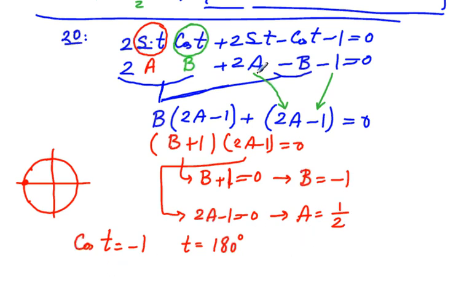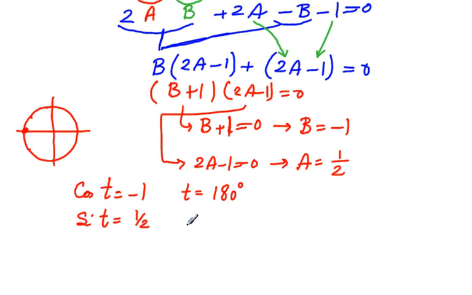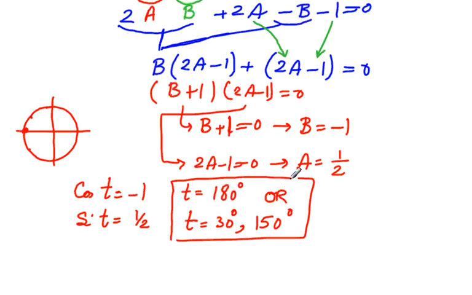If a is a half, who was a? A was sine of t. Sine of t is a half. Well, what angle is it whose sine is a half? We have seen this plenty of times. 30 degrees. And its supplement, which is 150. So the angles in the first circle which fit the bill are these. If you are willing to go further, you add multiples of 360 and then you are all set.